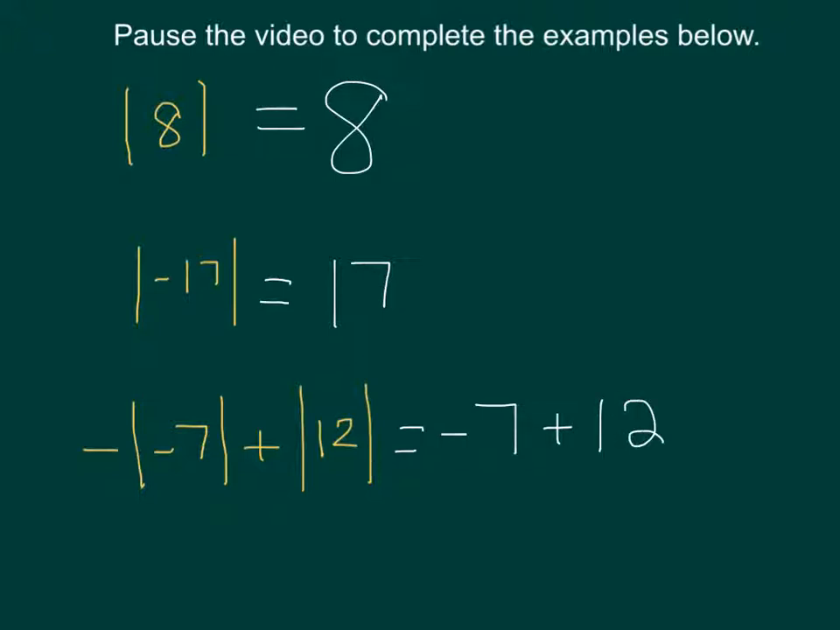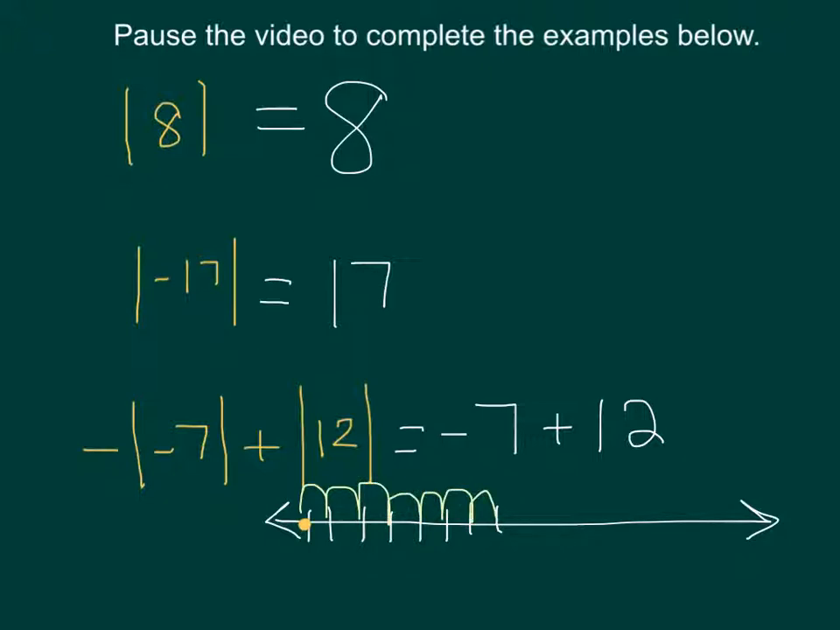Now we're adding integers. So if we have our number line and we travel over -7, 1, 2, 3, 4, 5, 6, 7, is where we are right here. And then it tells us that we need to go positive 12. So we go 1, 2, 3, 4, 5, 6, 7, 8, 9, 10, 11, 12. So that ending point there would be positive 5.